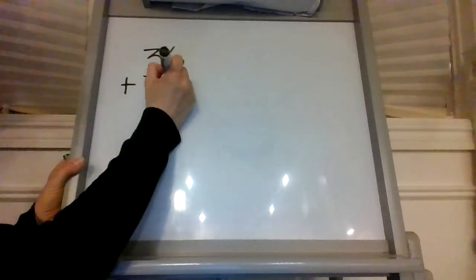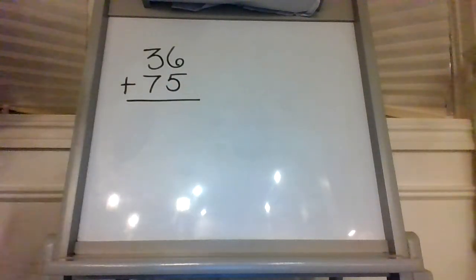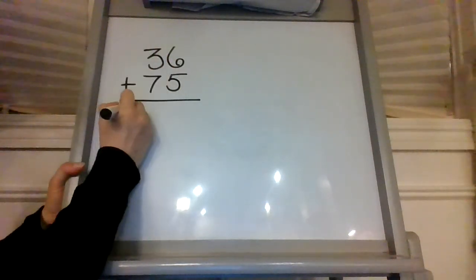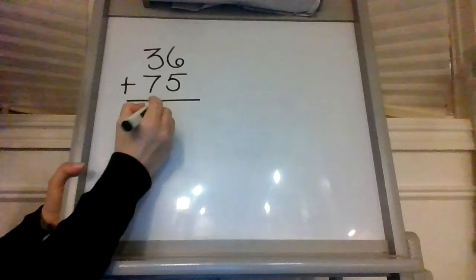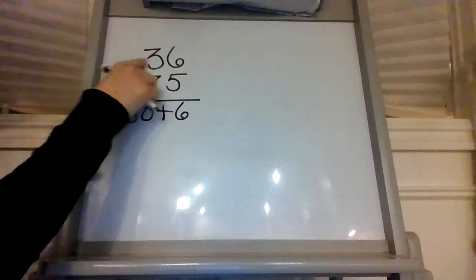36 plus 75. So first we're going to think, 36. How do I write that in expanded form? This is 3 longs, right? 3 longs is 30. Plus 6 ones is 6. So I have 30 plus 6.